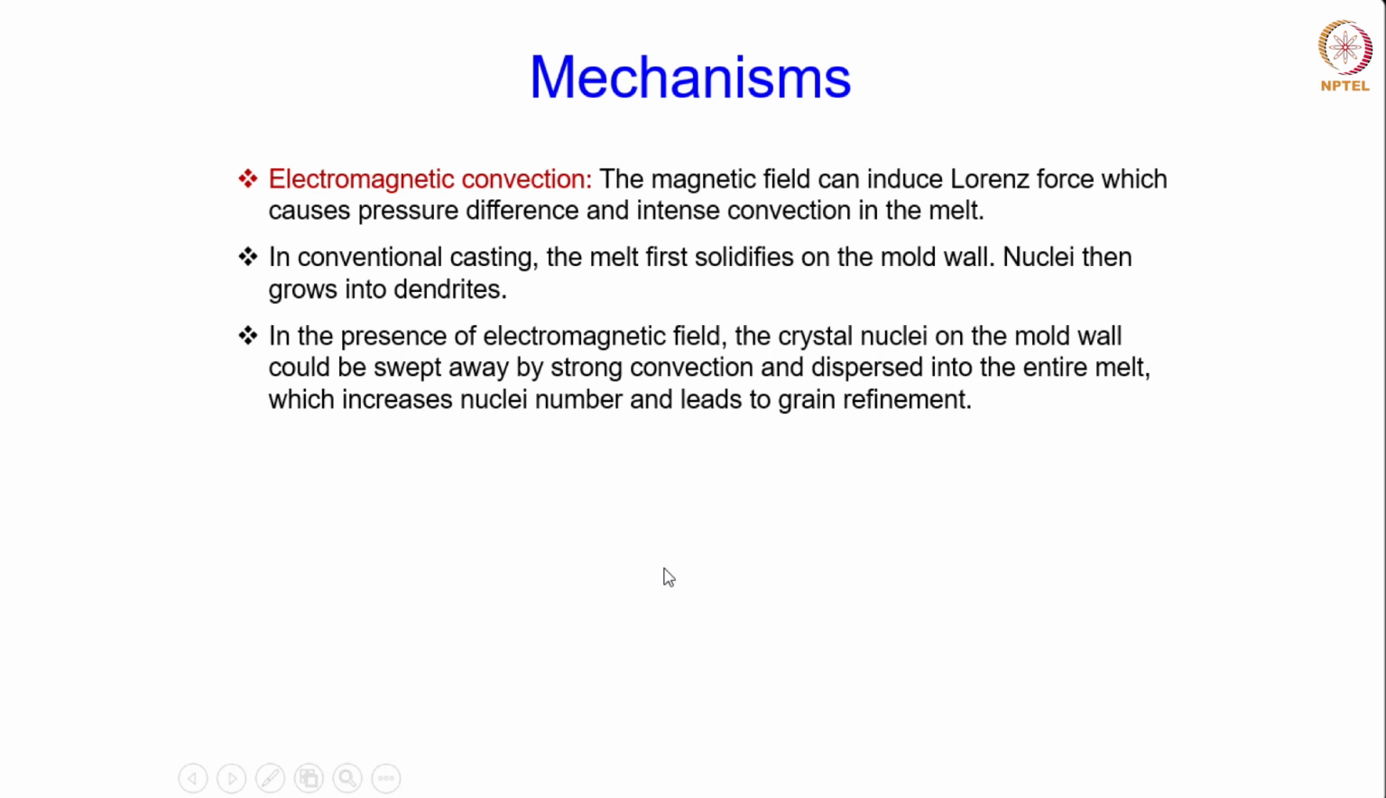Then we also have this electromagnetic convection, which can be used to stir the melt. And here the magnetic field that you have is utilized.